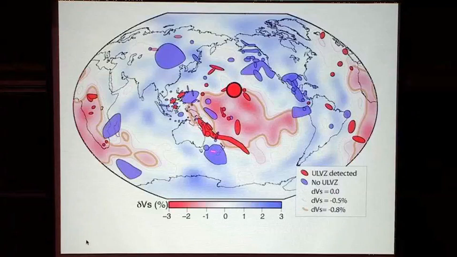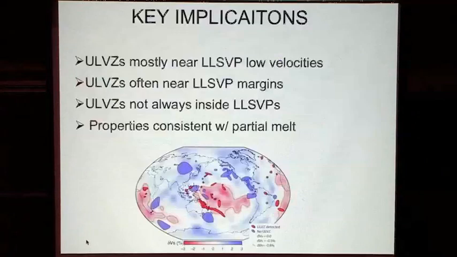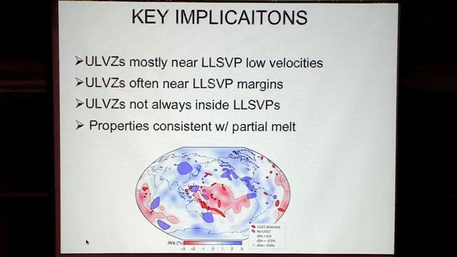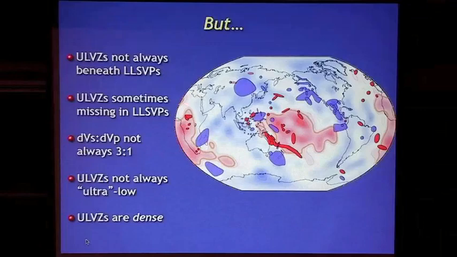But this is important because we want to know, are these things partially molten LLSVP material? So they're mostly near the low velocities, near the margins too. They're not always inside them. The properties are consistent with partial melt. The caveats here are you don't always see them. There's some spots in here where they haven't been seen. But then there's a detection threshold that is a bit of an issue.